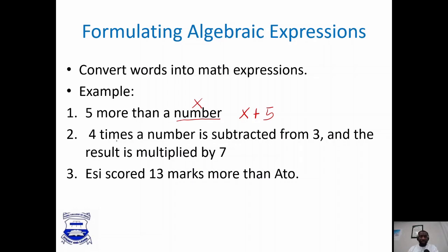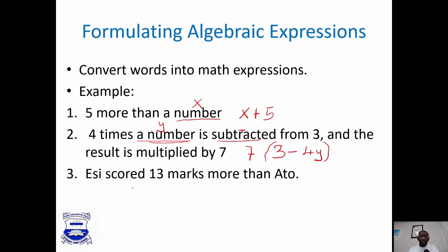Let's look at the second example. It says 4 times a number, right? The times represents multiplication. So 4 times a number, say y, is subtracted, that's minus, we're looking at subtraction, from 3. The number that comes right after the word from, write it first. To make it easy for you, 3 minus 4 times a number y, that's 4y. And here we say the result, the whole of this, is multiplied, so put that in parentheses. We say the result is multiplied by 7. So 7 parentheses 3 minus 4y, and you're done.